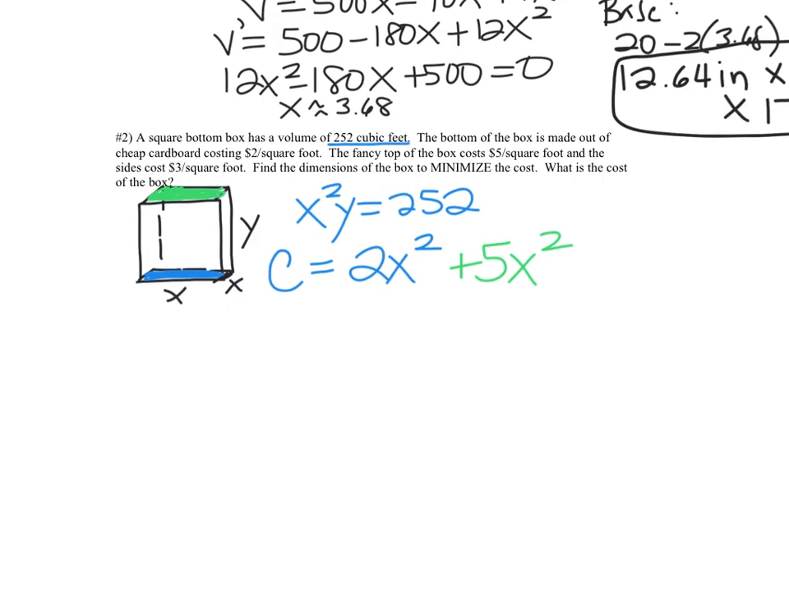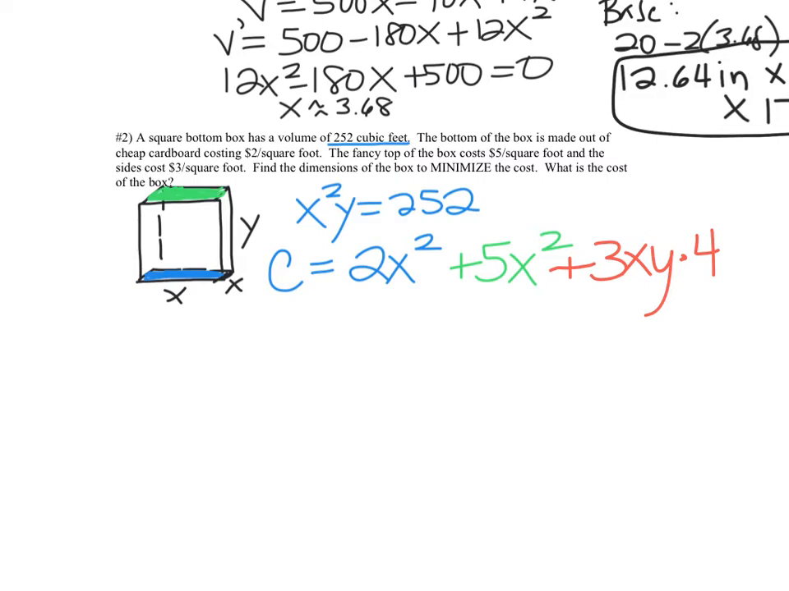Okay, and then the sides. How many sides are there? There's 4 sides. Okay, and the sides are all what? 3. Okay, so 3 times xy. But there's 4 of them, so times 4 of them. So we just do 12.